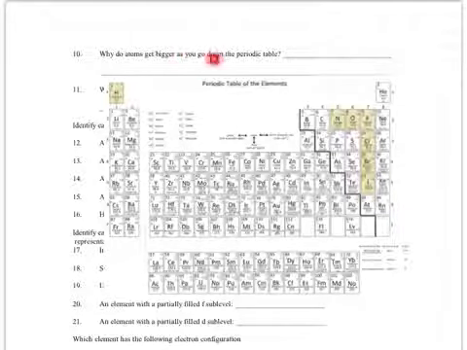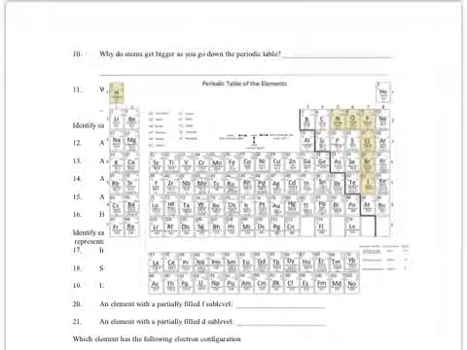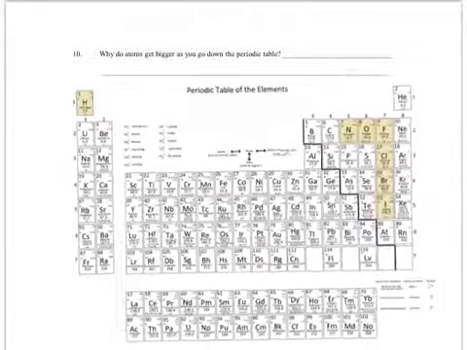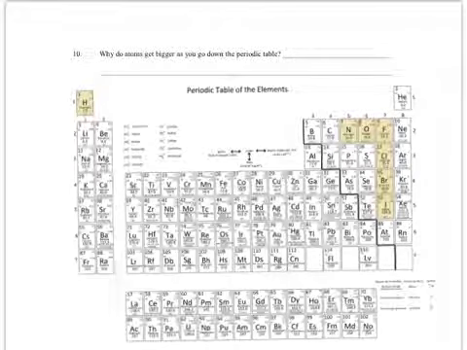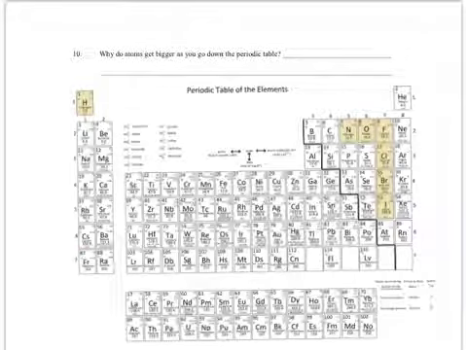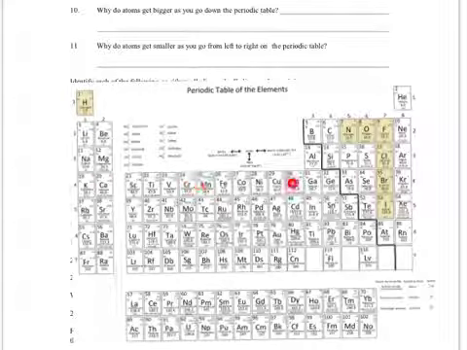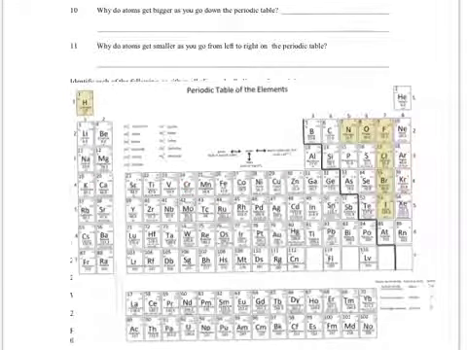Why do atoms get bigger as you go down the periodic table? You know what, let's make this a little bit larger here. Okay. As you go down the periodic table, you are adding energy levels, and that makes the atoms bigger. Simple enough. Let's try the next one. Why do atoms get smaller as you go from left to right? Because the pull of the nucleus gets stronger because there's more protons, and that pulls the atom in closer.